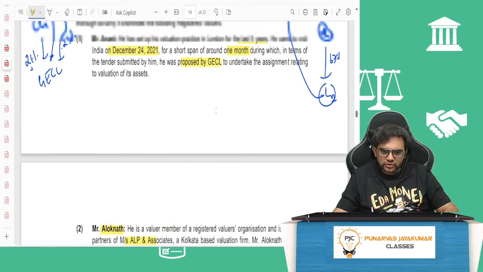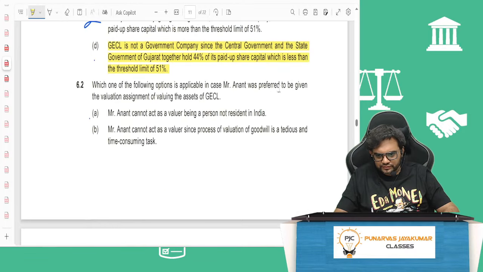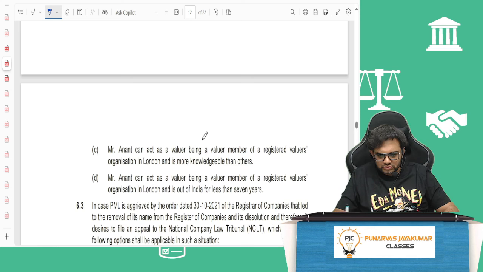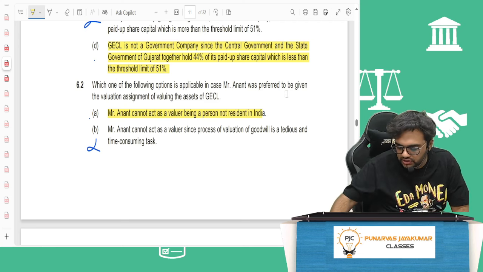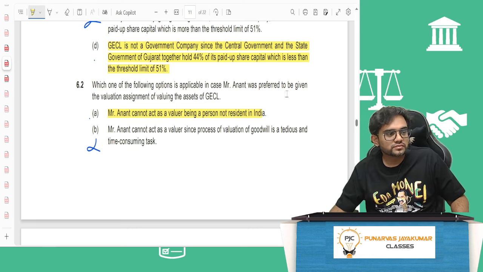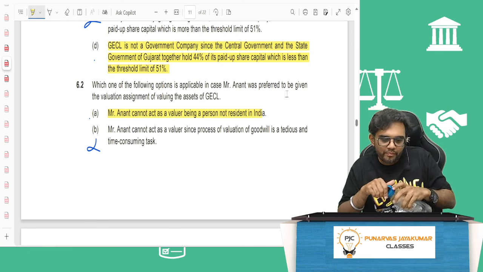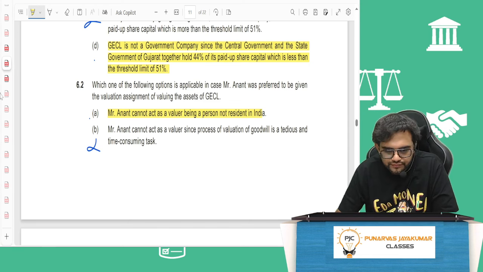For valuation purposes, you should always be a person resident in India and a registered valuer. Otherwise, it is not possible. So Anant can never become a valuer. The option on valuation of goodwill is a stupid option. This is also wrong. So basically, he cannot act as a valuer because he is a person not resident in India. Very, very simple. Not resident in India. Easy question.